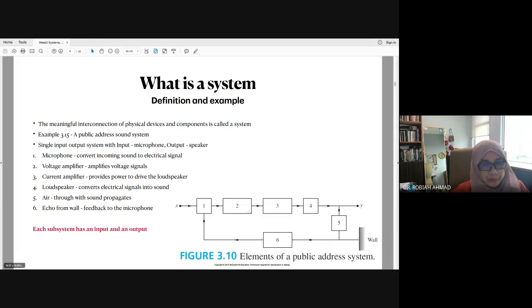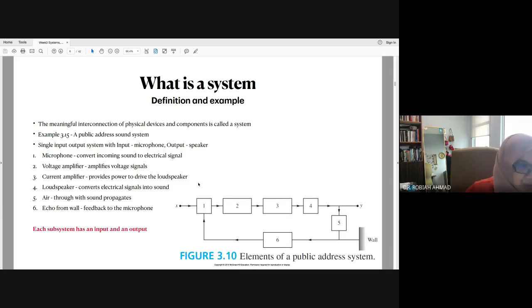Okay, and as we can see, each subsystem has an input and an output. For example, number 1, the input here, the output there. The output of number 1 will be the input of number 2, and then we have output Y2, and then Y2 will be the input for 3, and will produce output Y3 here, and so forth. Okay, so this is the whole component of the system.